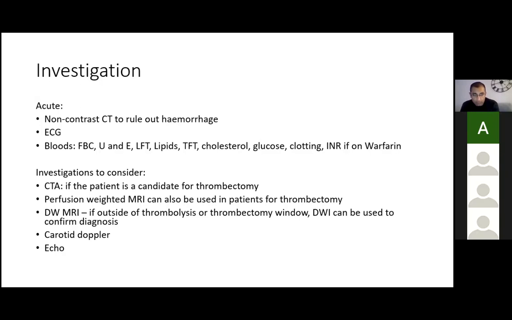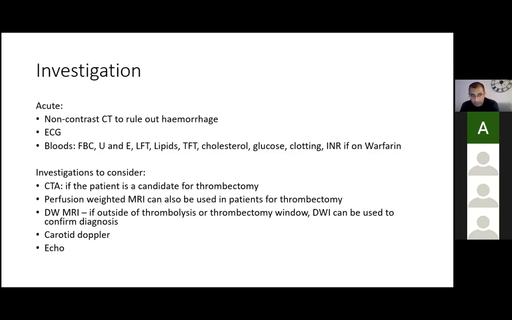And then bloods are quite important. So your full blood count, U&E, lipid profile, thyroid function test, cholesterol, glucose. Certain things might mimic strokes, so patients might be a bit anemic, or again, hypoglycemia. Clotting is quite important, and INR if on warfarin.